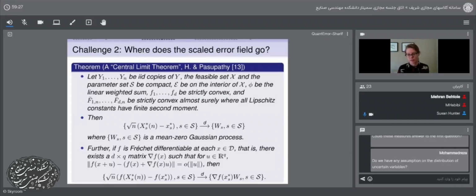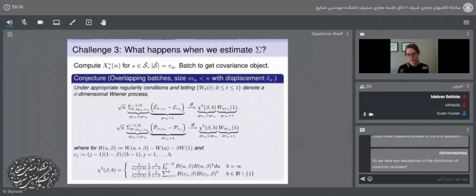So we have this result, but then we need to estimate some covariance object. Ideally, we cannot scalarize at every point. Realistically, on a computer, we're going to have to pick discrete values. So we're going to pick R sub n points in the scalarization set and solve the problems for those values across the efficient or Pareto set. So we'll get R sub n points in the sets. And then we're going to do what's called batching to get a covariance object.